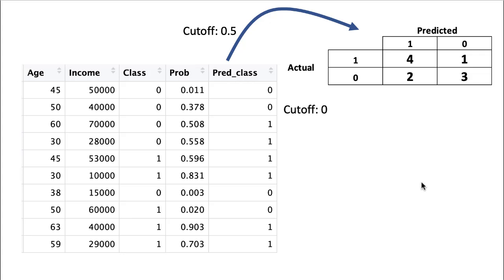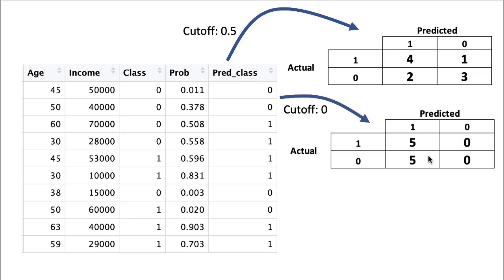Whereas suppose we use a cutoff of 0. What does it mean if the cutoff is 0? It means that any probability which is 0 or more will be classified as the positive class, which means every single case will be classified as a positive class. That's what you see here. All the ones are predicted correctly as 5. All the zeros are also predicted as 5 ones because the cutoff is 0, so every single probability is going to be classified as a 1. That is why you see this kind of error matrix.